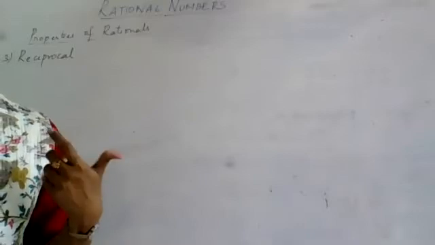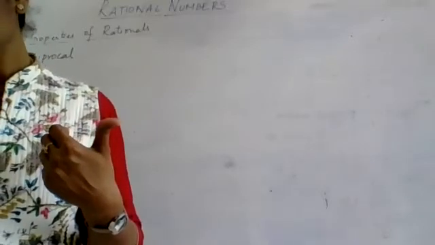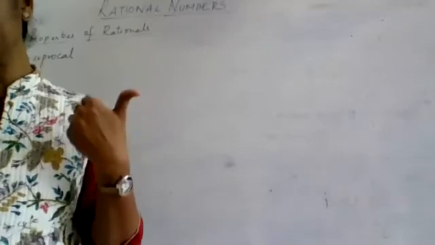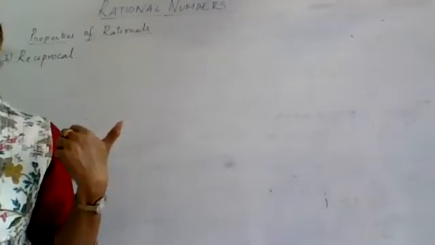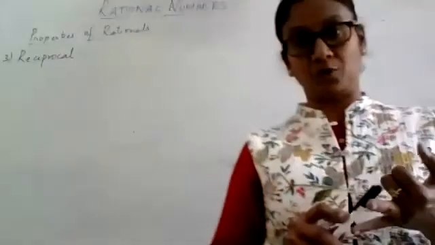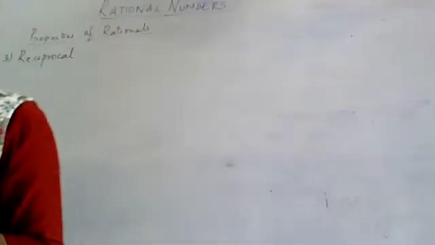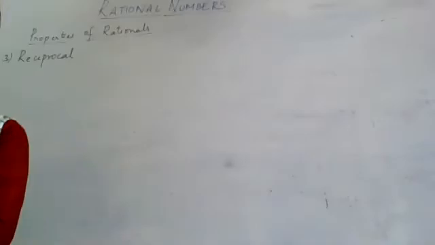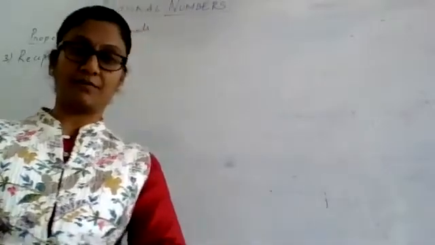So in general, if I take A by B as the given rational, then I can say B by A will become the reciprocal of the given rational. Then when I multiply a rational with its reciprocal, always my product will become equal to 1. Or I can say the reciprocal will be called the multiplicative inverse of a given rational.